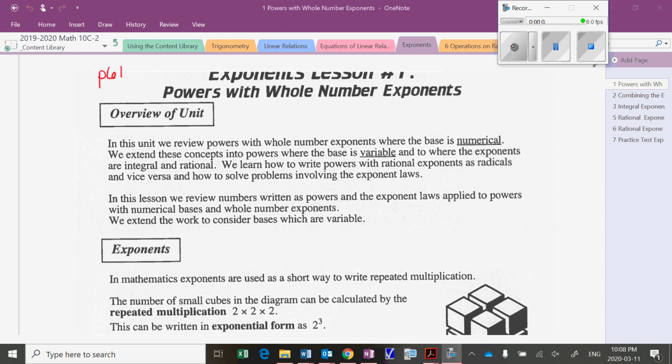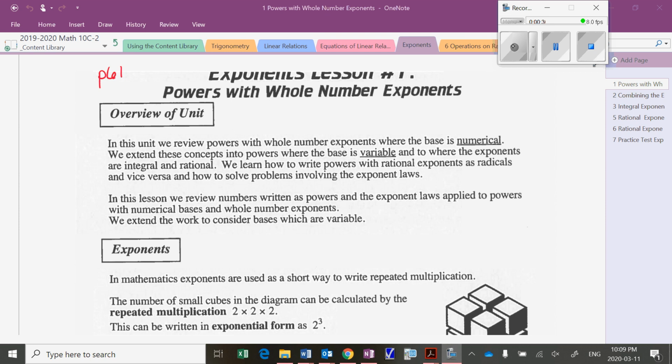Okay, so we're going to start our next unit on exponents. It's a nice extension off of the work that we did last year on exponent laws. So today what we'd like to do is go through and review everything that we know thus far about exponents. We're on page 61 in your workbook.